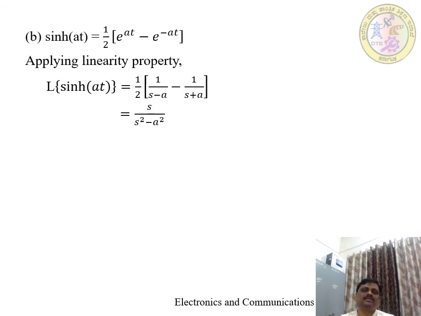The next is sin hyperbolic of at. Same thing here: 1 by 2 into e to the power of at minus e to the power of minus at. Using the linearity property, substitute the LT of these and simplify, and we get LT of sin hyperbolic of at is equal to a by s square minus a square. This can also be used as one of the LT pairs.